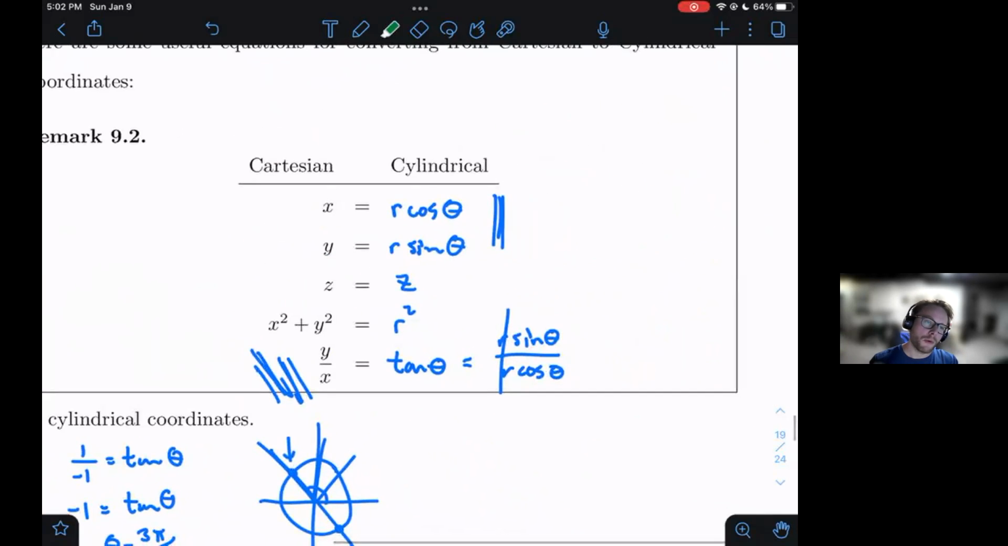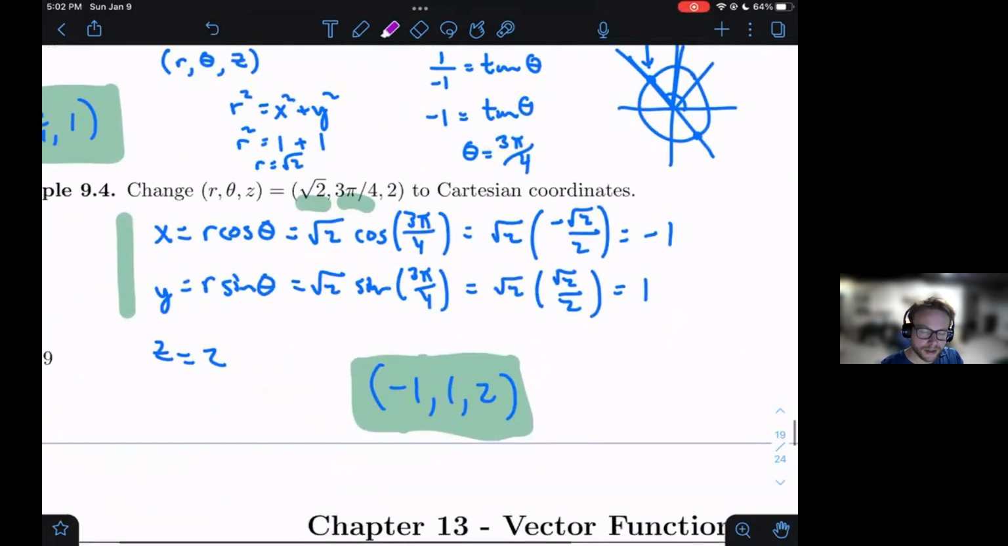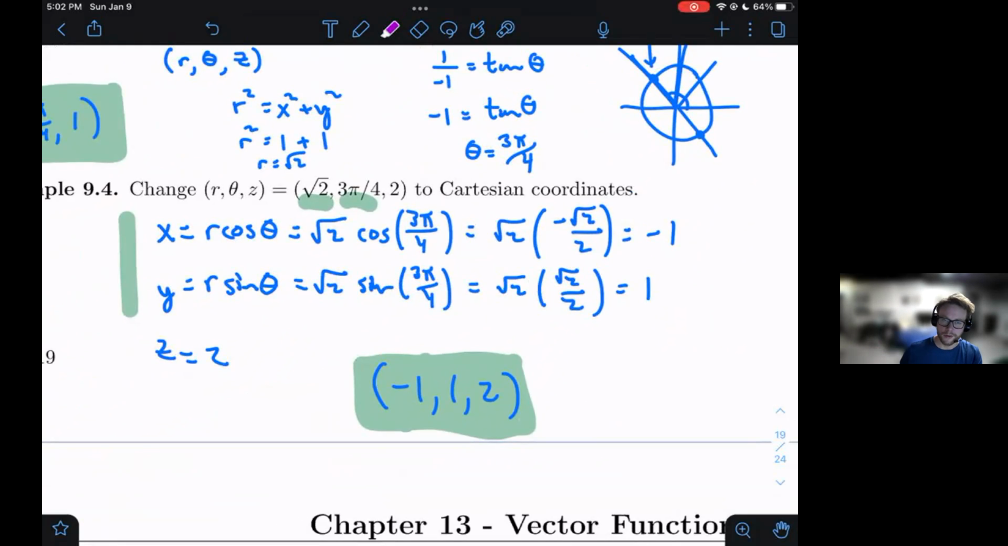Notice that when we were converting from Cartesian into cylindrical, we were using these two right here. However, when we were converting from cylindrical into Cartesian, we were using these two right here. So if we needed an x and a y and we already have r's and thetas, we can very easily plug those in to r cosine theta and r sine theta, and that's going to give us the result of -1 and 1 respectively. And then of course z is just equal to z. In this case, I changed the z to 2, but okay, -1, 1, 2.